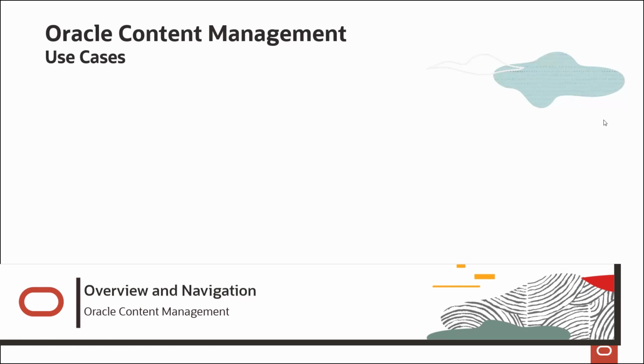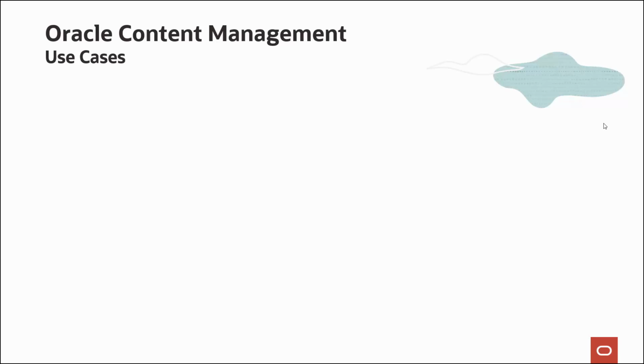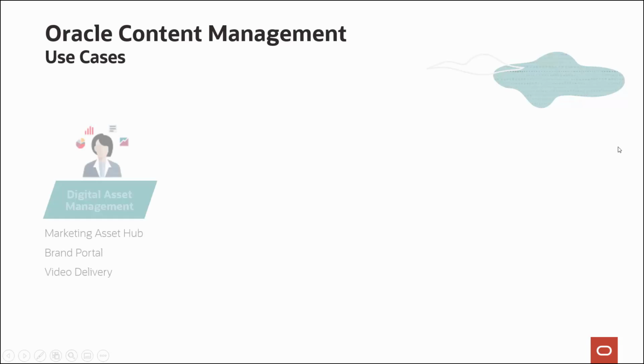Before we get into an overview of the UI, let's have a brief look at what the Oracle Content Management use cases are. Oracle Content Management is a cloud-based content hub to drive omnichannel content management and accelerate experience delivery. It supports a wide variety of use cases. Now, for simplicity, we've grouped them into four main categories.